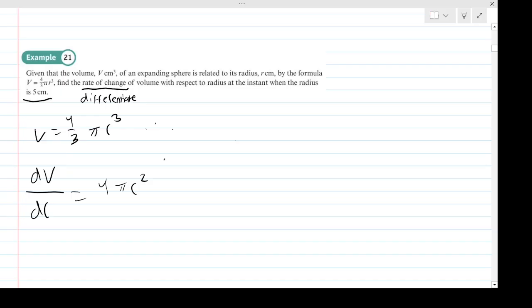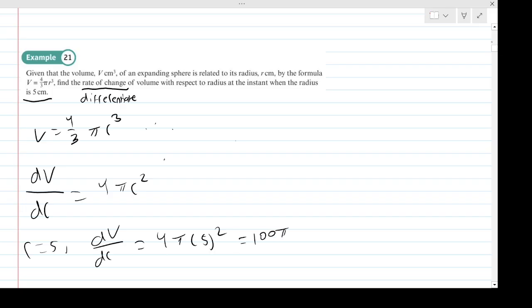Well, that's what we're going to do. We're going to substitute r is 5 into here. So dV/dr is going to be 4 pi of 5 squared. If I put that in the calculator, I get 100 pi. Okay, and that's it.